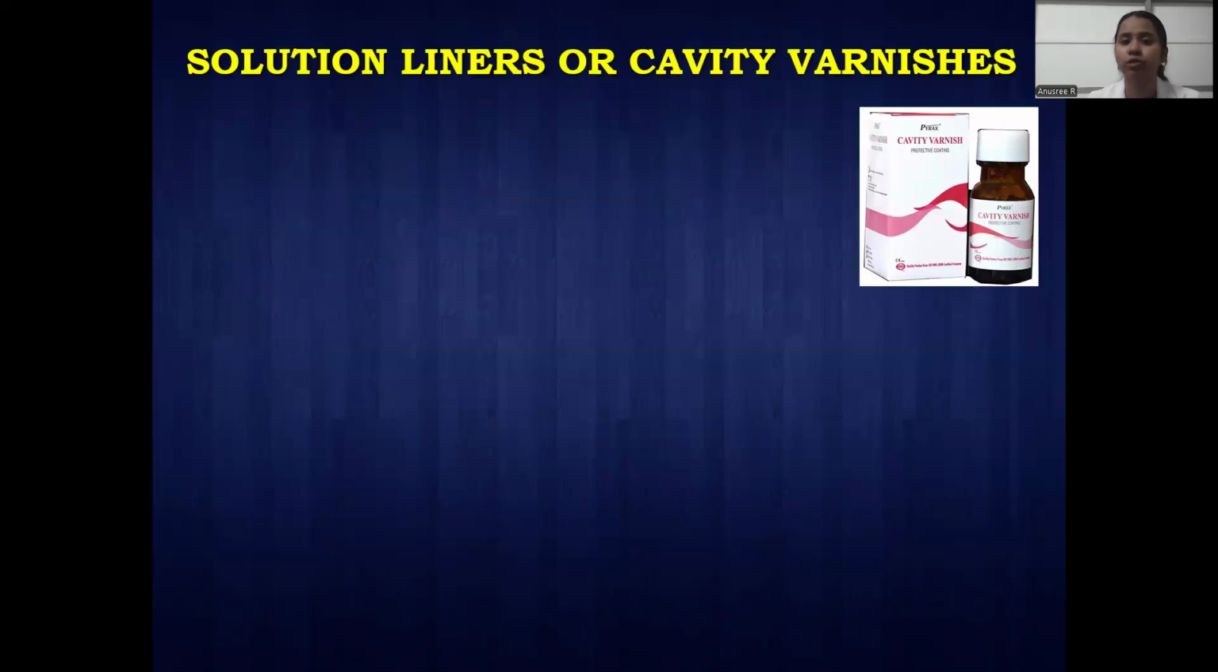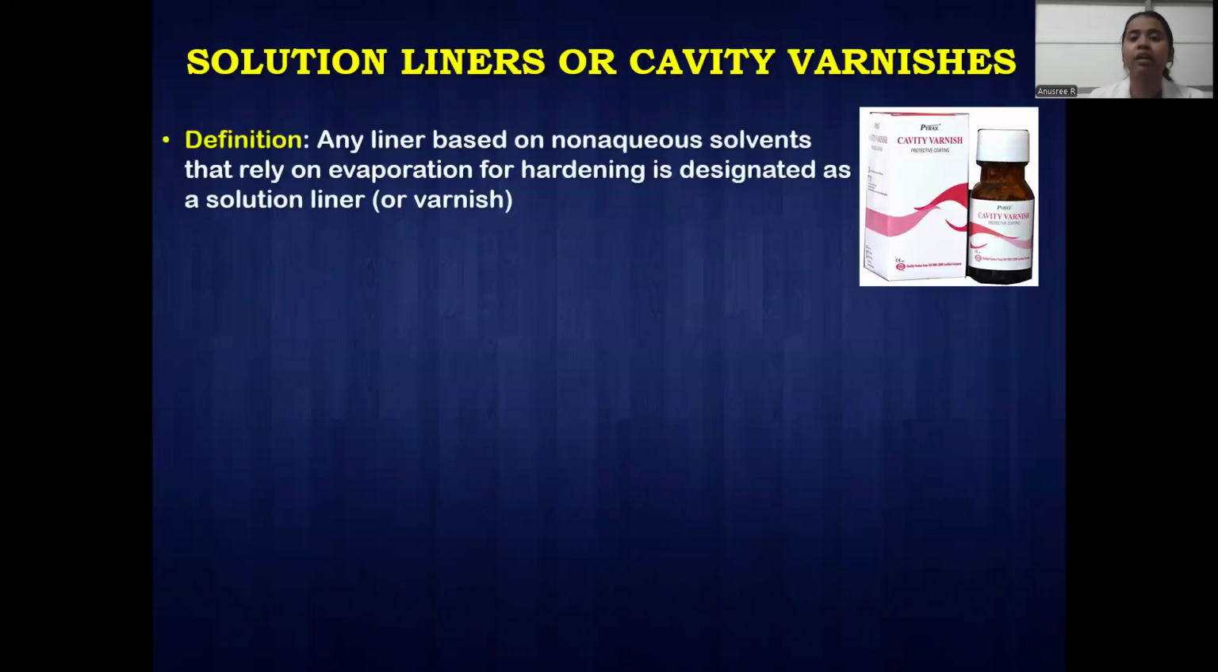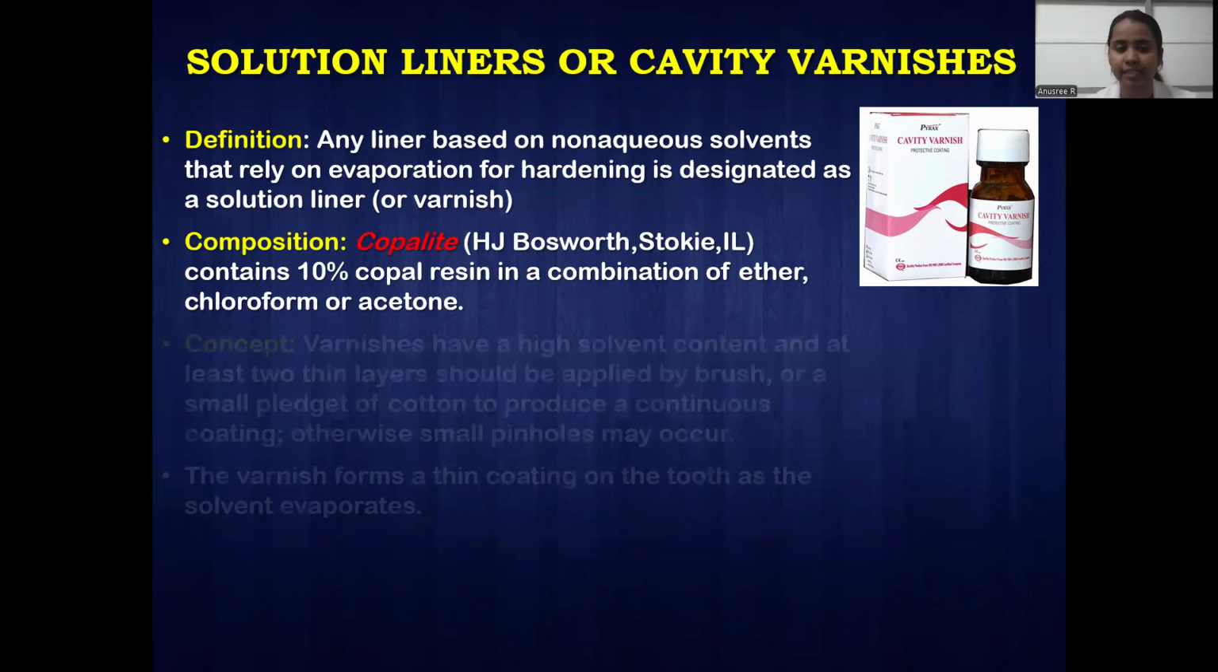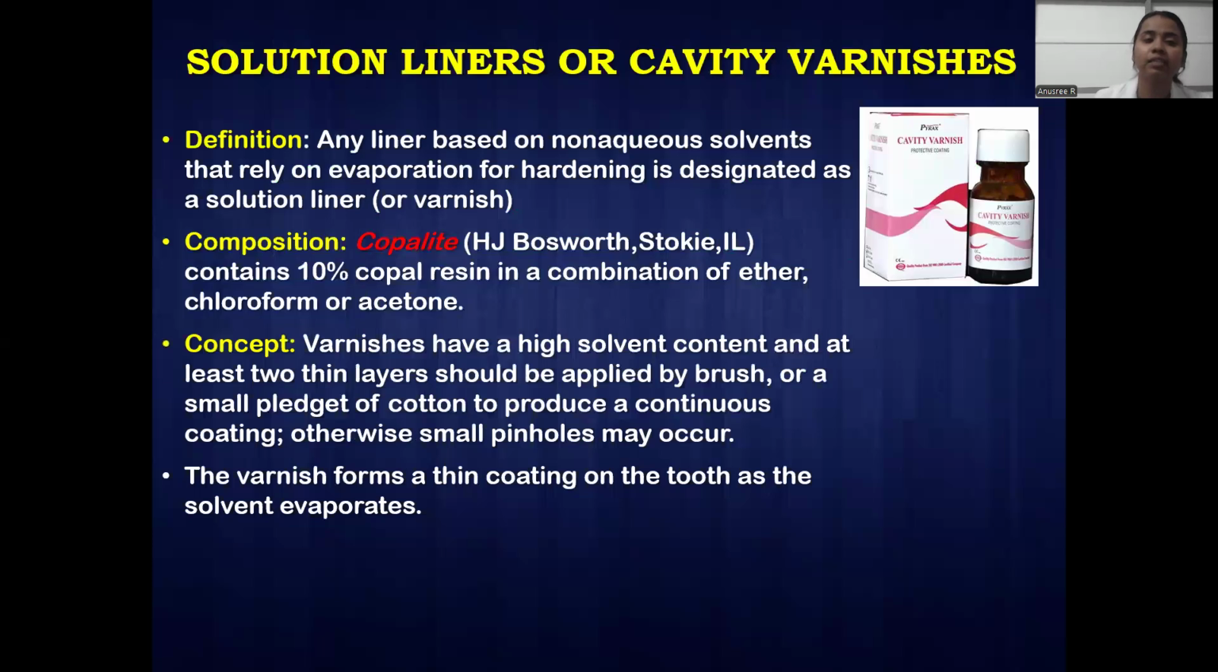Now, what are solution liners? These are non-aqueous solvents that rely on evaporation or hardening, and they mainly contain copalite, that is 10% copal resin, and a combination of either chloroform or acetone. Liners are usually applied with the help of a brush or cotton pellet. They form a thin coating on the tooth as the solvent evaporates.